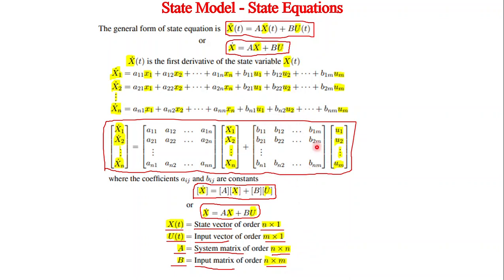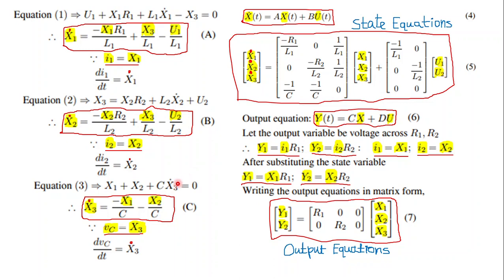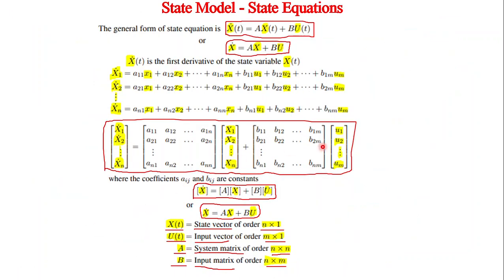I hope I have clarified how to write this n by m, n by n, and n by 1 state vector. This is m by 1, because there it was 2 by 1 for 2 inputs. For any number of inputs m, it is m by 1. Similarly, we will see the output equations.